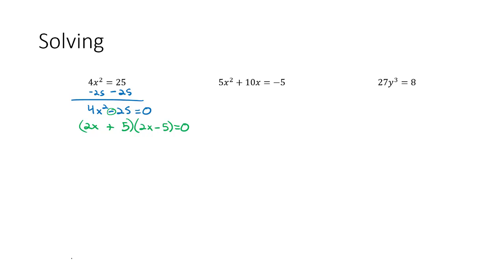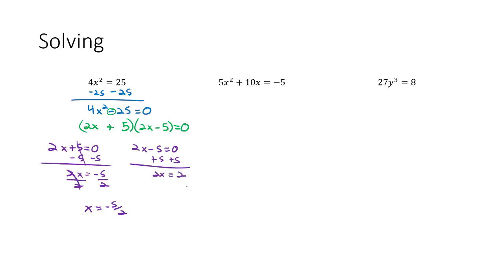Once it's factored, we set each factor equal to 0. 2x plus 5 equals 0, and 2x minus 5 equals 0. And we can solve these two-step equations quickly. Subtract 5, 2x equals negative 5. Divide by 2, and x is equal to negative 5 halves for our first answer. Add 5 to both sides. 2x equals 5. Divide by 2, and for our second answer, x is a positive 5 halves.